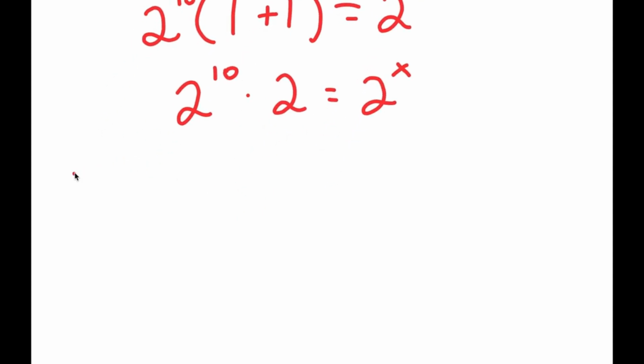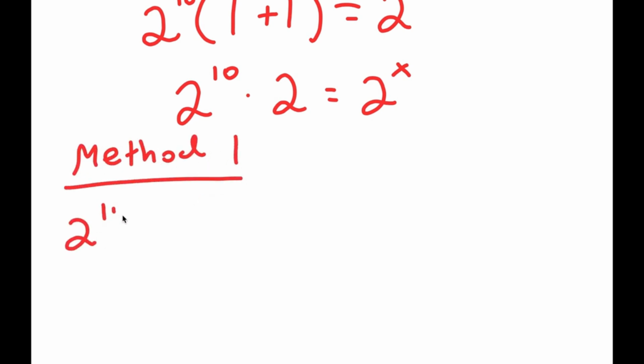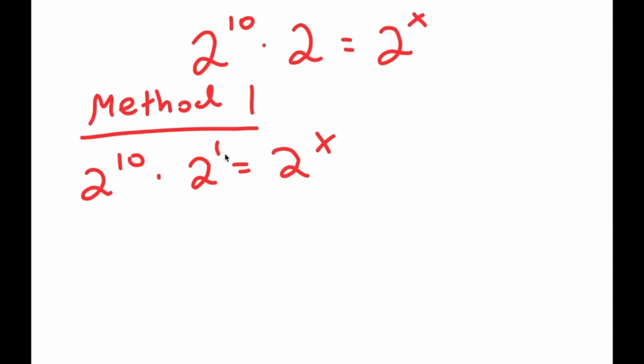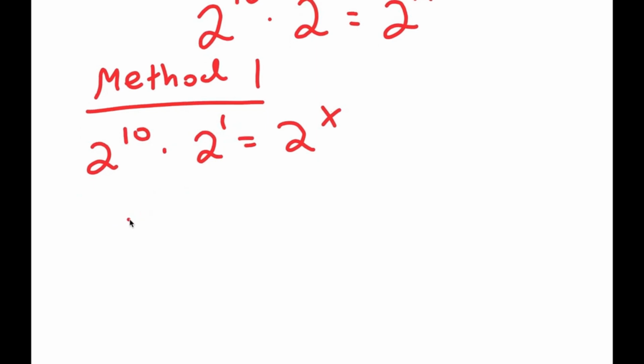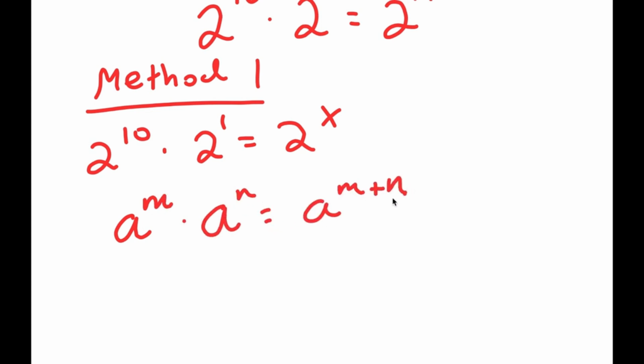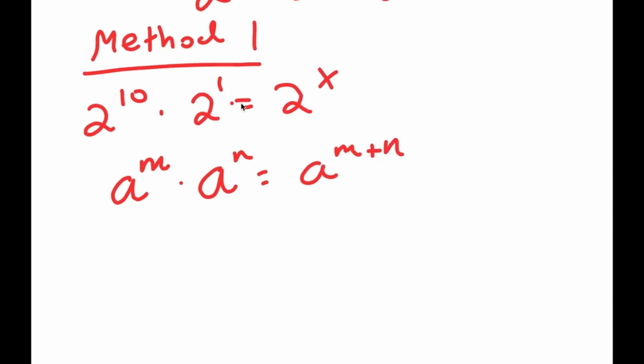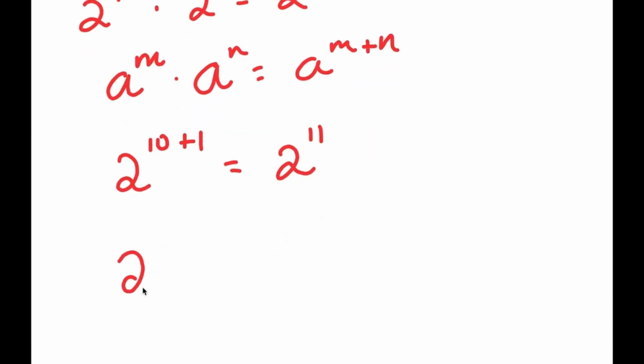So now from here, I can actually solve this in two methods. So for method 1, I have 2 to the power of 10 times 2 is equal to 2 to the power of x. What I'm going to do is rewrite 2 as 2 to the power of 1. And now if I have something in the form a to the power of m times a to the power of n, this is equal to a to the power of m plus n. So in this case, 2 to the power of 10 times 2 to the power of 1 is equal to 2 to the power of 10 plus 1, which is equal to 2 to the power of 11. So I get 2 to the power of 11 is equal to 2 to the power of x.